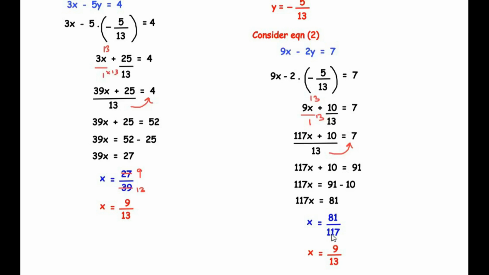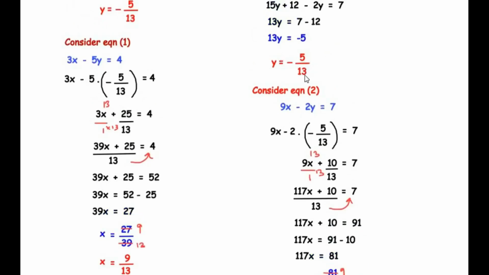Now 81 and 117 go in the table of 9. That is 9 times 9 is 81 and 9 1 times is 9. So we have a remainder 2, that is 11 minus 9 gives us 2, and we are left with 27. So 9 3 times is 27. So the value of x we get here is 9 over 13 again. So here the values of x and y that we get are 9 over 13 and minus 5 over 13.